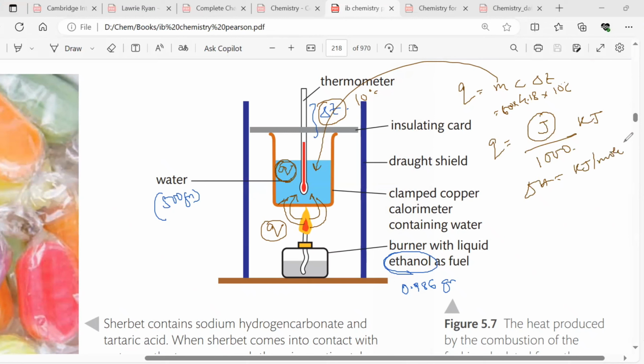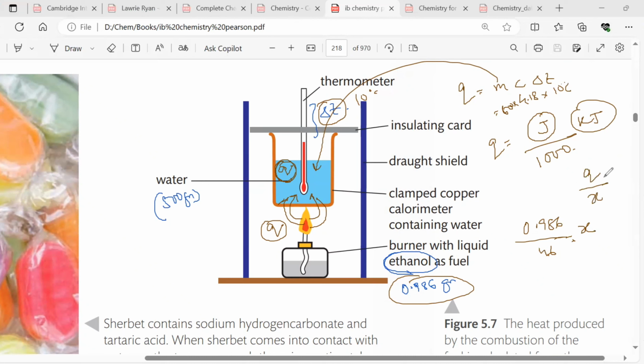Kilojoules per mole. We divide joules by 1000, we get kilojoules, right? Then we do what? We know that delta H is in kilojoules per mole. So we have to divide it by the number of moles of the ethanol. Ethanol Mr is what? 46, right? Divide by 46. Suppose we're getting X. So we divide X by Q in kilojoules, right? We get delta H. Easy?